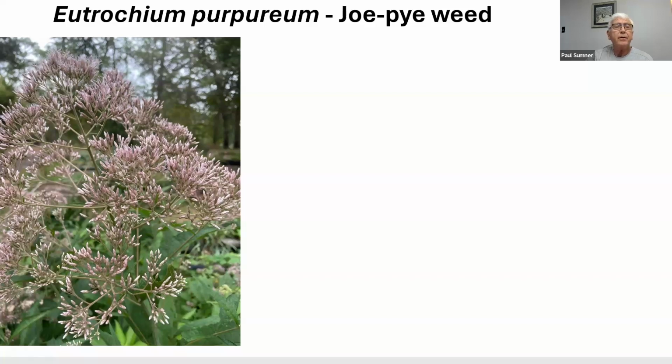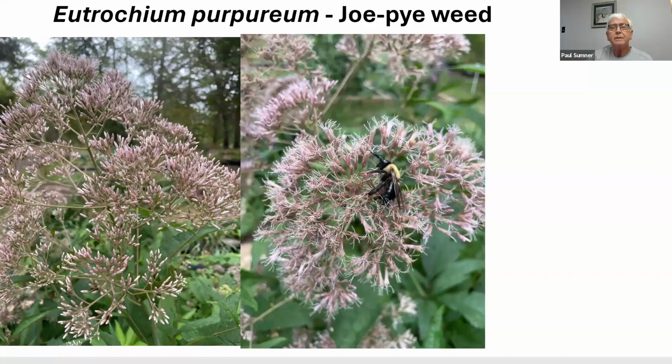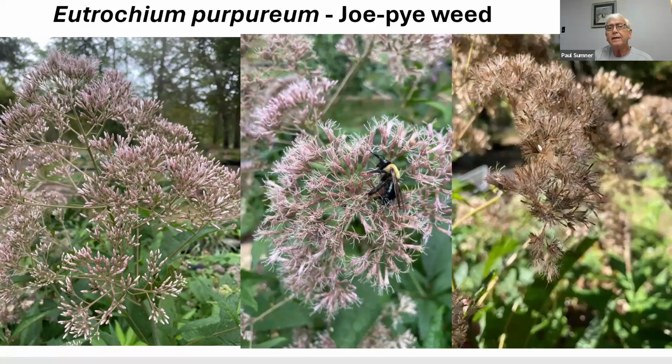Joe Pye weed is another aster type of plant. Once it's fertilized, the seed on it are very similar to an aster. And when you pull the pappus off of those, the seed are at the end of it.